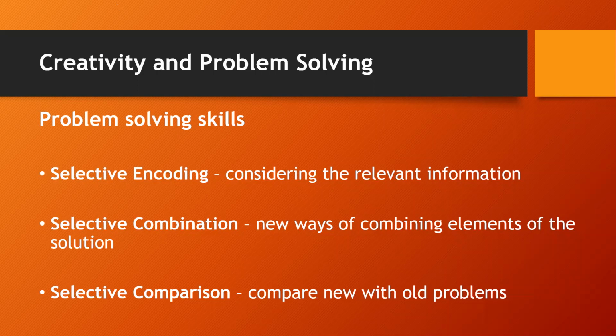So creativity and problem solving. And the problem solving definition, I don't think I need to repeat because we have been learning only that so far. Under that, there are three kinds of skills. The first is selective encoding. What is selective encoding here? It is sorting relevant from irrelevant.